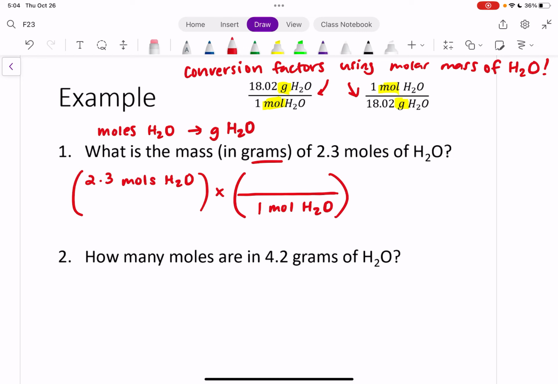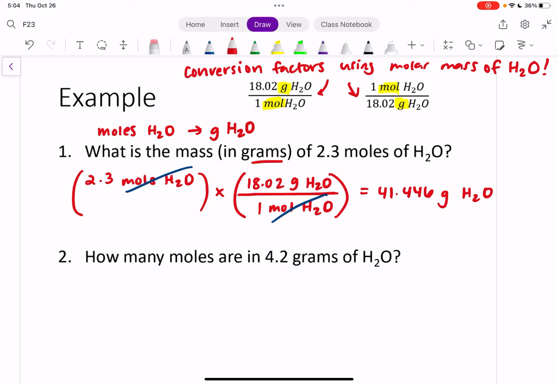All right, so we've got 1 mole of water, and 1 mole of water is going to weigh 18.02 grams. All right, and now we can cancel out those moles of water, and we're left with the unit we wanted, which was grams of water. So let's go ahead and multiply this out. So we've got 2.3 times 18.02, and that equals 41.446 grams of H2O.